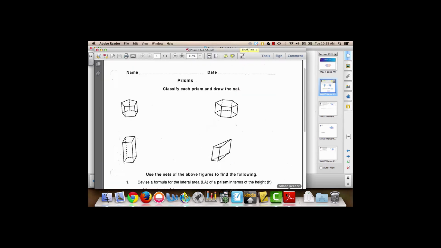When you open up the instructions, you're going to see 4 different prisms. These are right prisms, and when you classify a prism, you classify by the name of its base. For example, this base is a pentagon, so this is a pentagonal prism. These are all right prisms, so their lateral faces are rectangles, and the lateral edges are the height of the prism as well as the height of the lateral faces. I also would like you to draw a net.